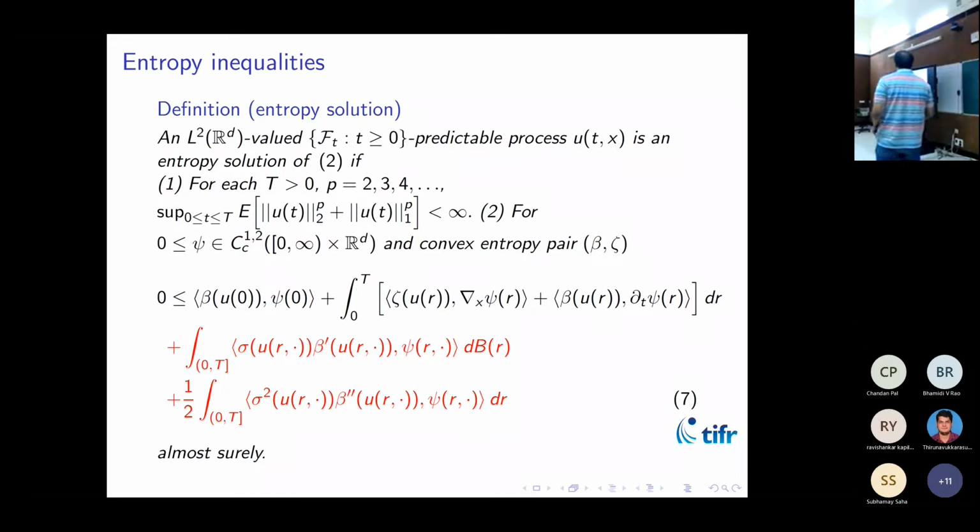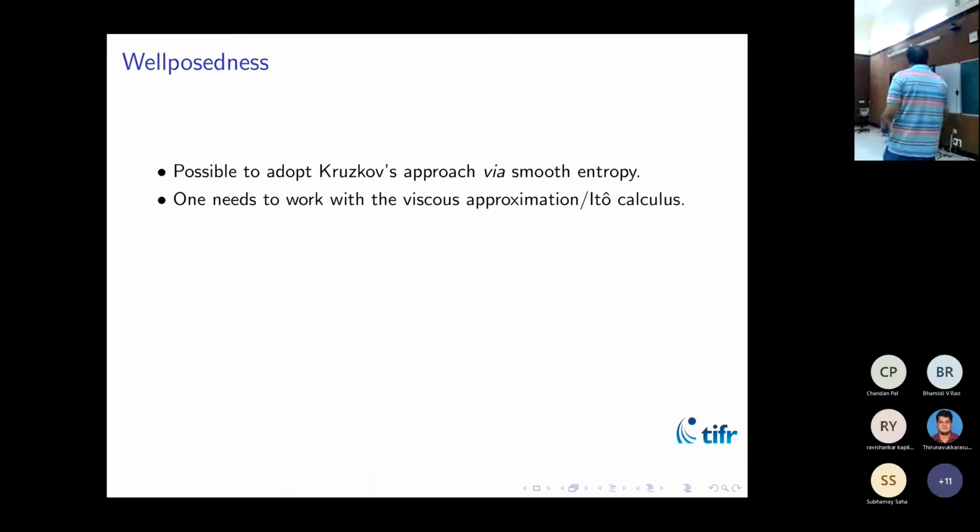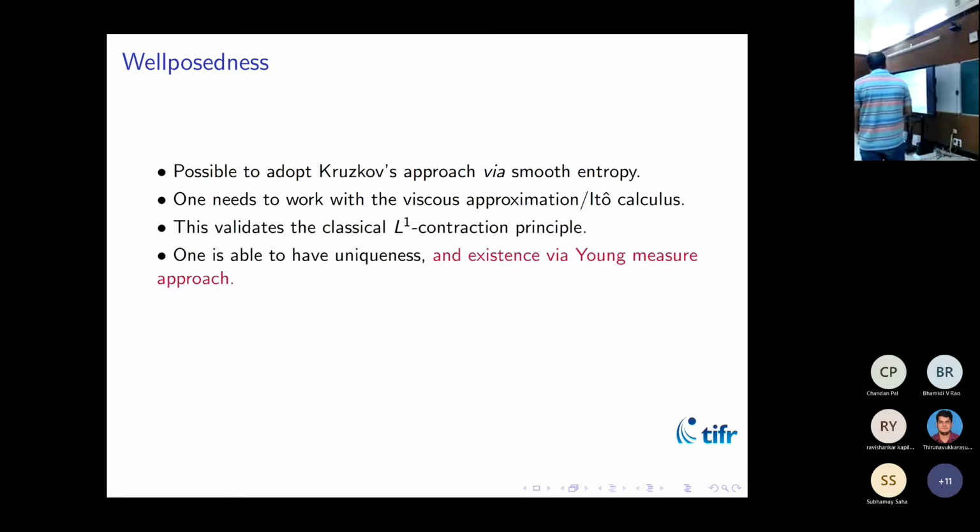But it's enough actually if you start with bounded. Then these inequalities are satisfied for every choice of the test function and almost surely. The terms described in red are the new ones that you get as a result of the noise. If you have that, you can adopt Kruskal's approach by smooth entropy, and I have described that part. Then this will validate the classical L1 contraction principle.